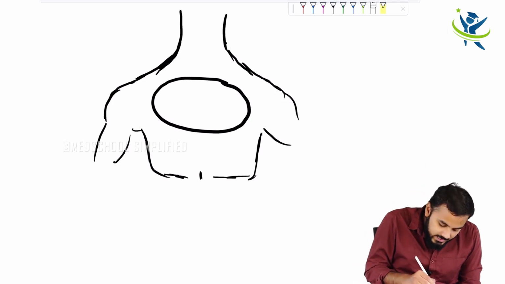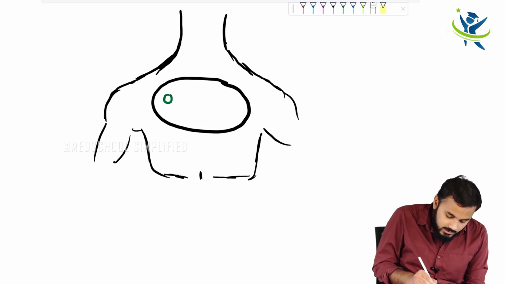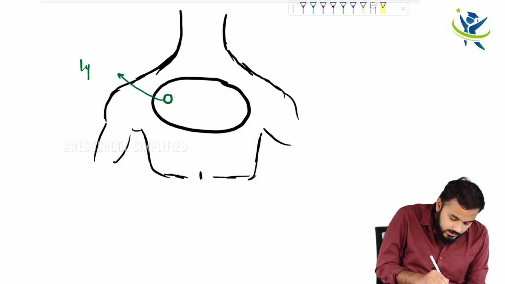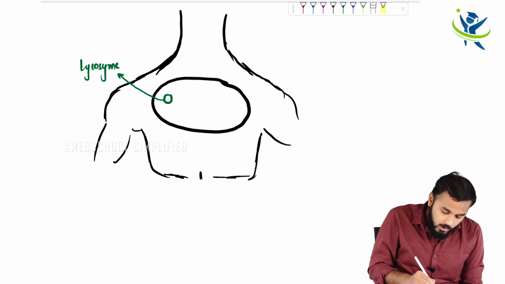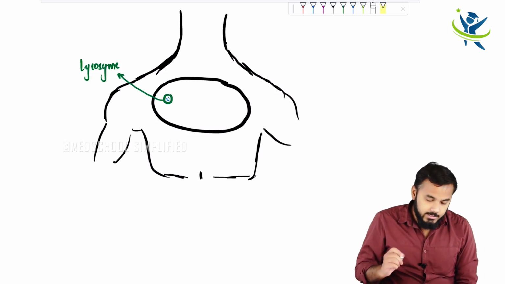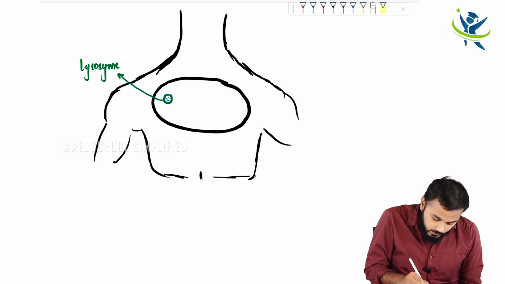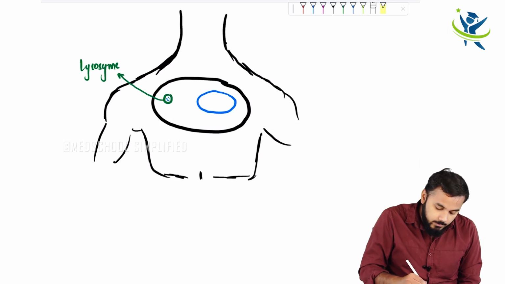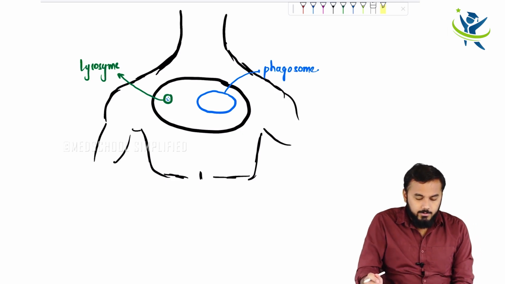Now, this thing which I'm going to draw here, this green color thing, is nothing but called lysosome. All of you know that lysosome has got some enzymes. These enzymes are called hydrolytic enzymes. Next, I have got another important thing. This blue color thing which I have drawn here is called phagosome. Phagocyte has got phagosome. Fine.